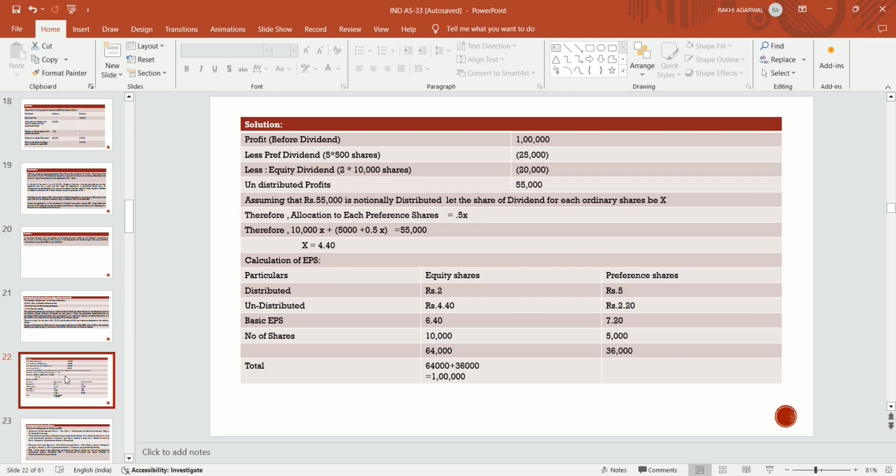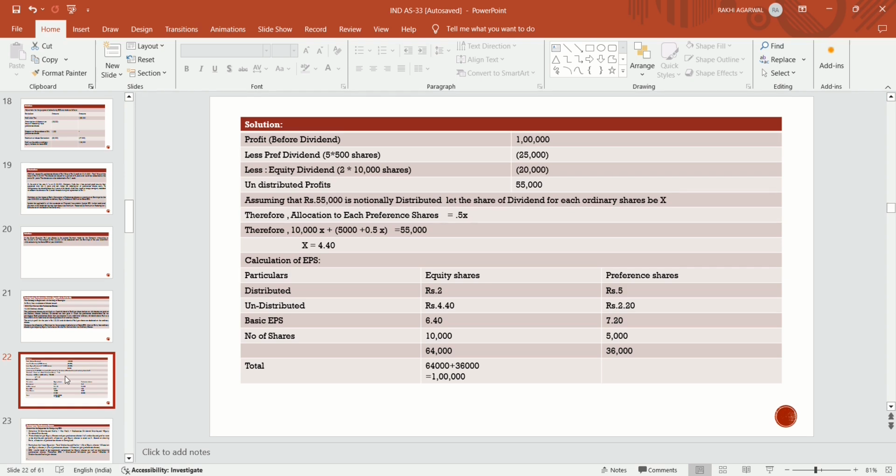Basic EPS is distributed plus undistributed. Undistributed profit is to be divided in a 50-50 ratio. The 10,000 equity shares will get X dividend, plus the 5,000 preference shares will get 50% of X, which equals 55,000. If we equate that, X is 4.40. That is, the equity shareholders will get 4.40 and the preference shareholders will get half of that, 50%, that is 2.20.